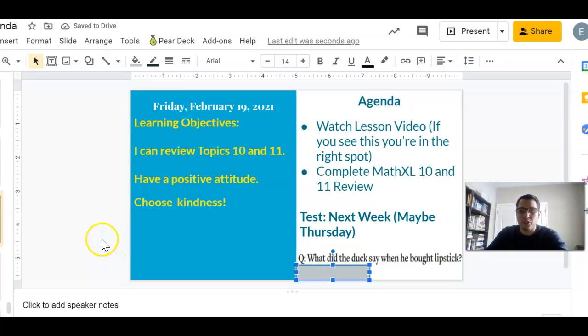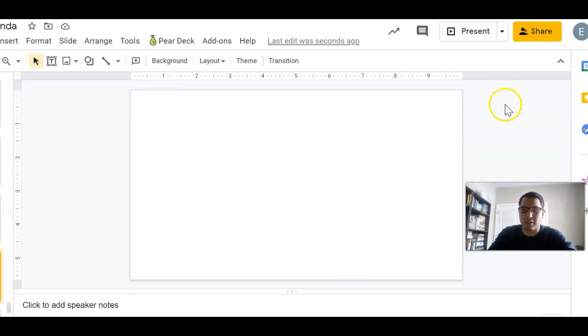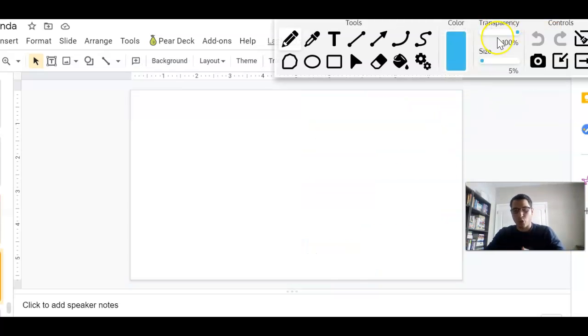All right, before you get started on your Math Excel assignment, I want to review a couple of things. So first, let's start with a ratio. A ratio could be 8 cats to 2 dogs.